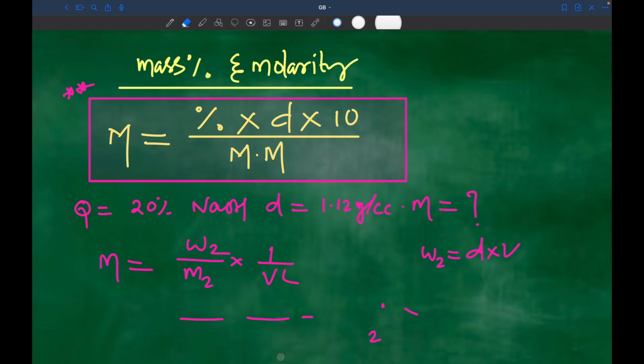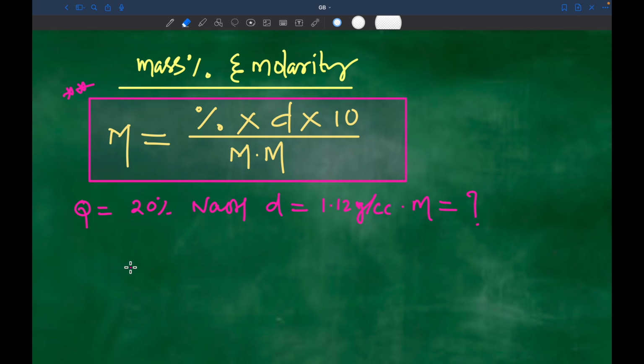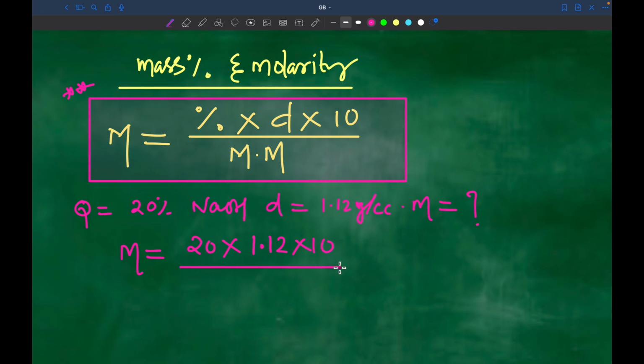So you don't have to remember all these formulas. The only formula you should remember is the above formula. So the molarity equals percentage, which is 20%, density is 1.12, into 10, over molar mass of NaOH, which is 40. So you cut this and you get 2 here. So this goes 0.56 times, correct? So this equals 5.6 molar.